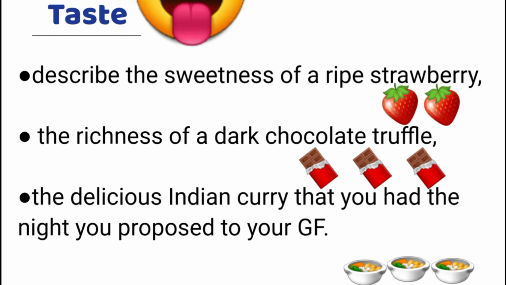Now describe the sweetness of a ripe strawberry you ate in your grandmother's garden. Talk about the richness of a dark chocolate truffle you got from that special person. I don't want to mention the person. That one who bought a chocolate for you, that dark chocolate. How did it taste? Describe it. You can even describe the delicious Indian curry that you had the night you proposed to your personal person.